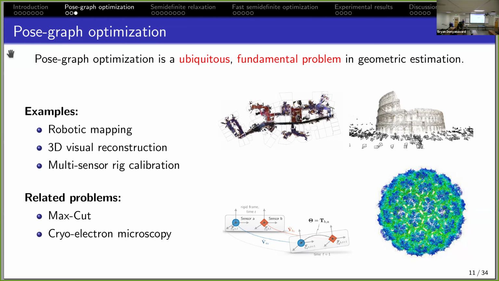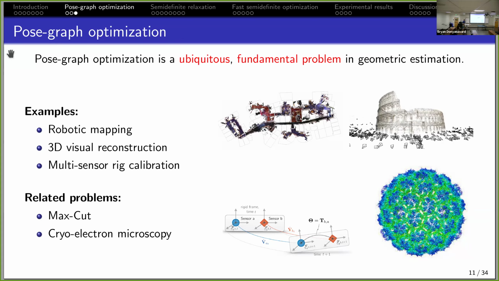And so in particular, it's fundamental to robotic mapping. It shows up in 3D reconstruction, computer vision. It's useful for multi-sensor recalibration if you're going to have a multi-sensor platform. And closely related problems show up in classical information theory or state estimation. Max cut, which is a very famous problem, is actually a special instance of this problem, as is a closely related one in cryo-electron microscopy. So for those of you who might be interested in small molecule biology, for instance, you actually end up doing very, very similar things when you're processing electron microscope images of small biological molecules.